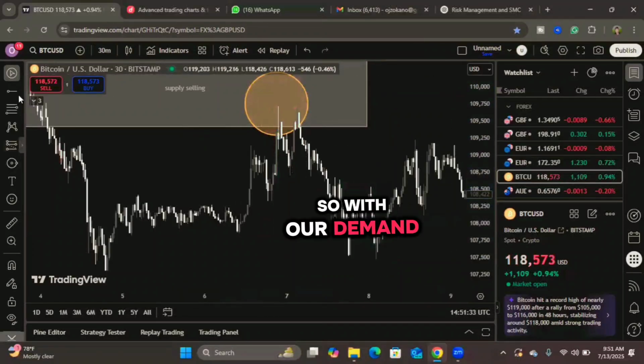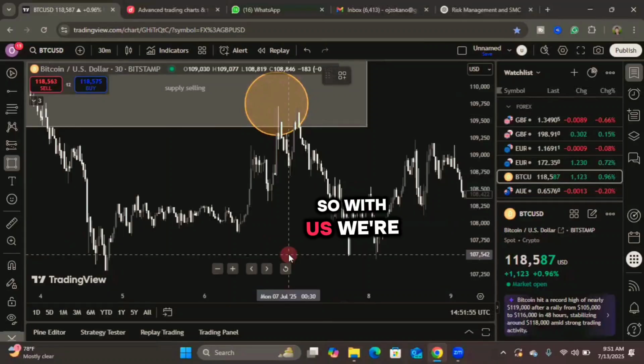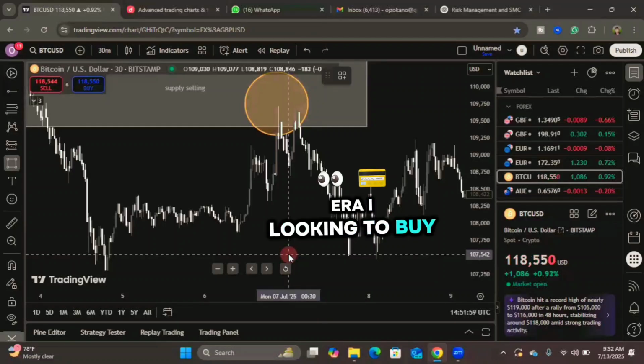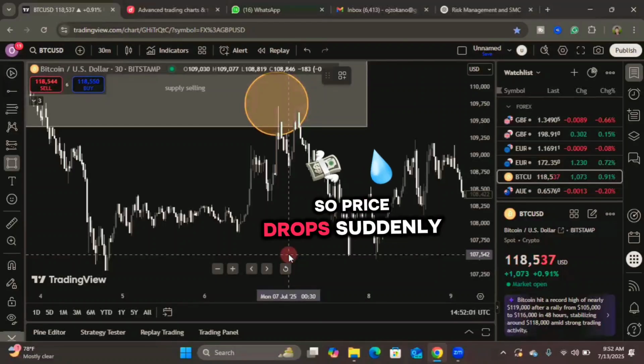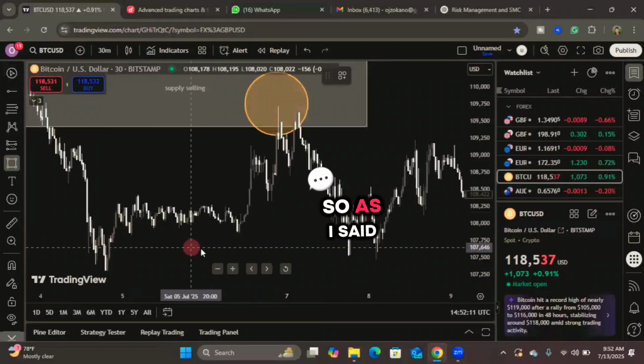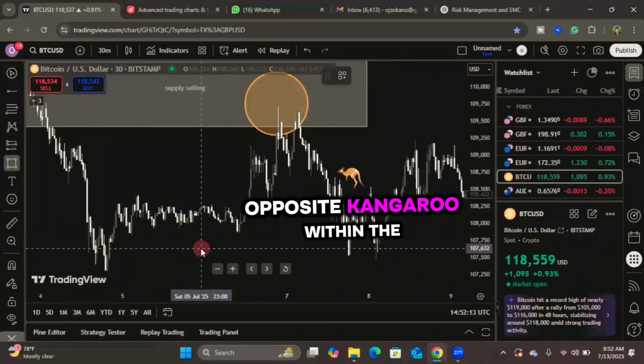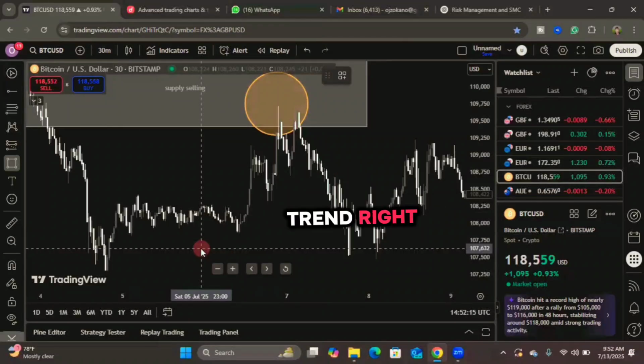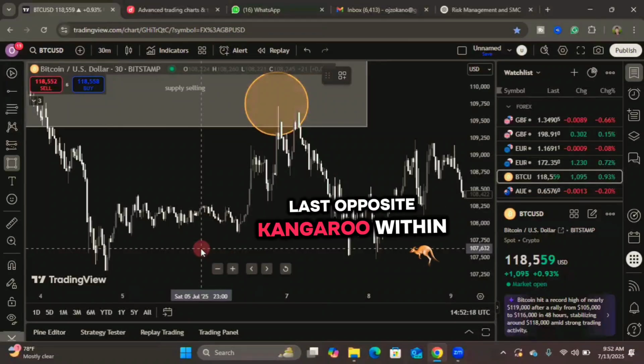With our demand zones, it's the same thing, it's just in the opposite area, right? We're looking to buy. This is our support area. So price drops, then suddenly shoots up with a large candle. So it goes up, right? As I said, it is the last opposite candle within the trend, the last opposite candle within the trend.